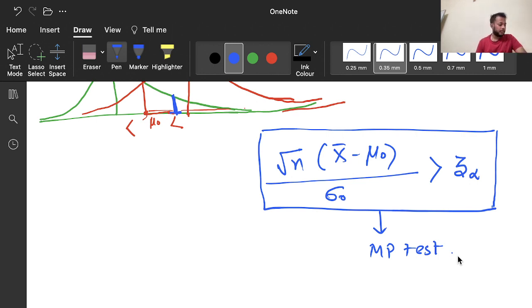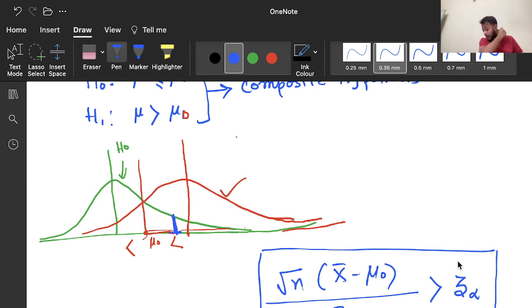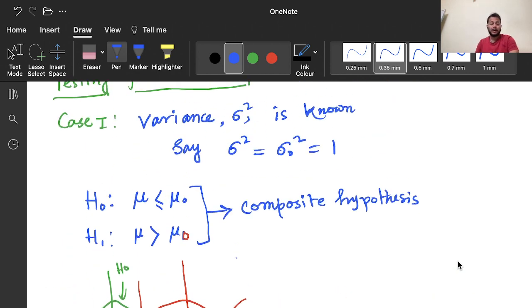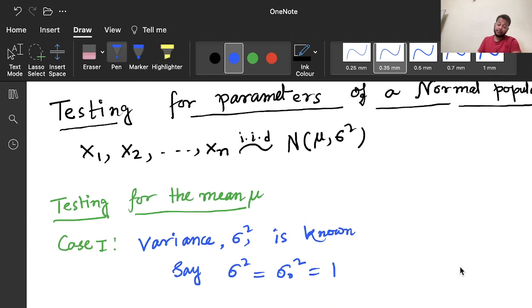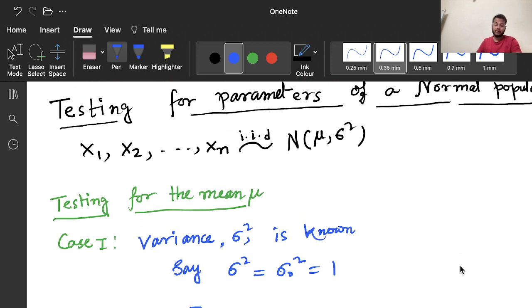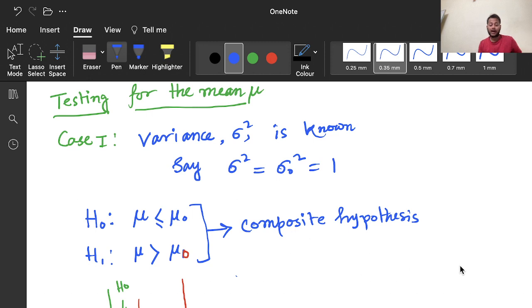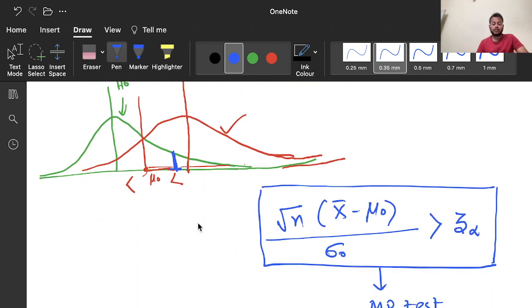So that's all for today. In the next lecture we'll see the other conditions, that is, for case 2, if the variance is unknown, how do we get the test, and for other composite hypotheses, how we will get the test. So that's all.